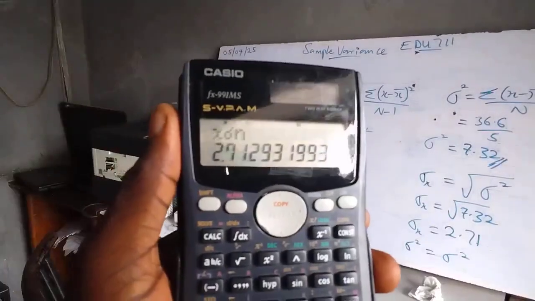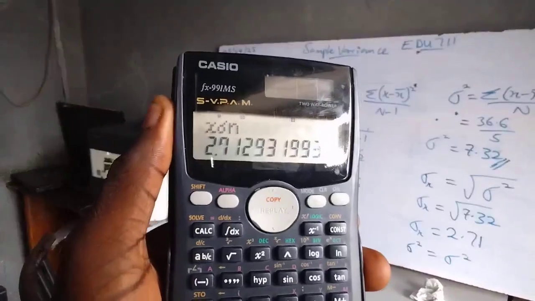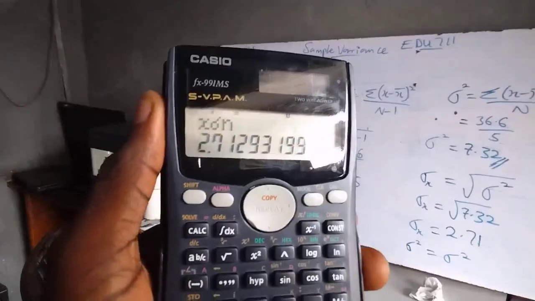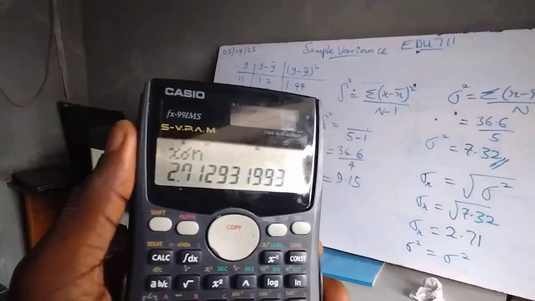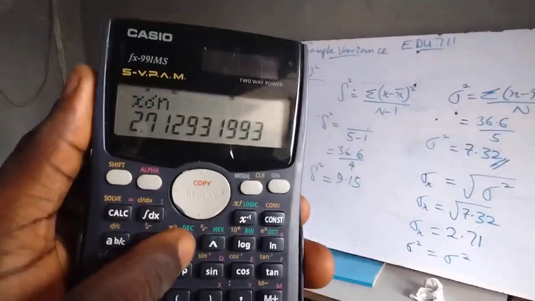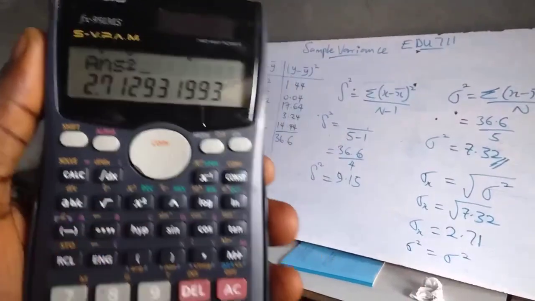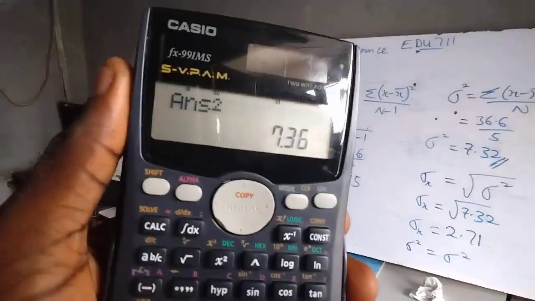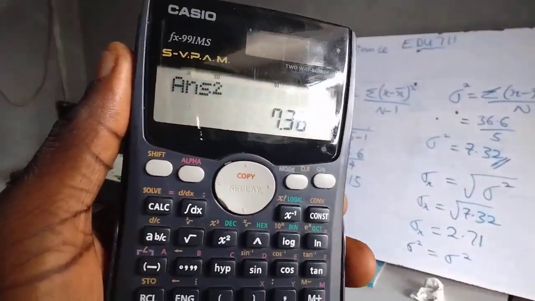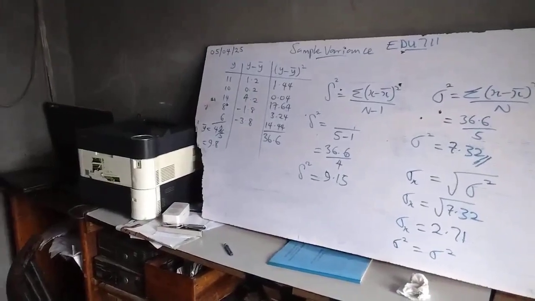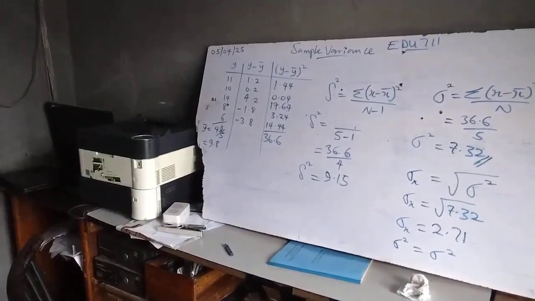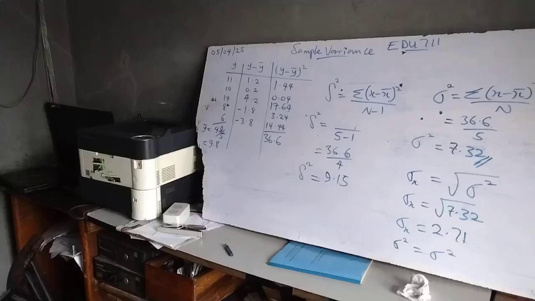So the moment you have the standard deviation and you need to get the variance, just square the standard deviation answer. So let's square this. Square of answer, you can see 7.36, which is not far from what we have over there as 7.32. So this is how to use the calculator.